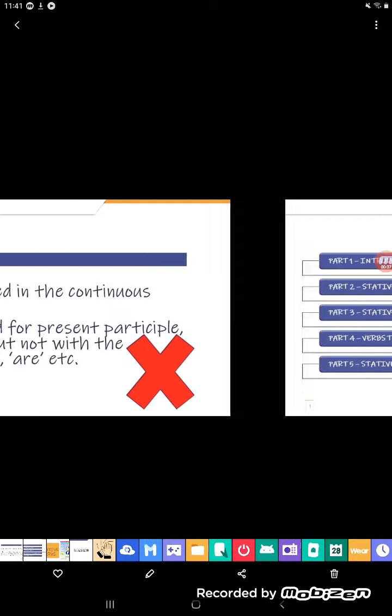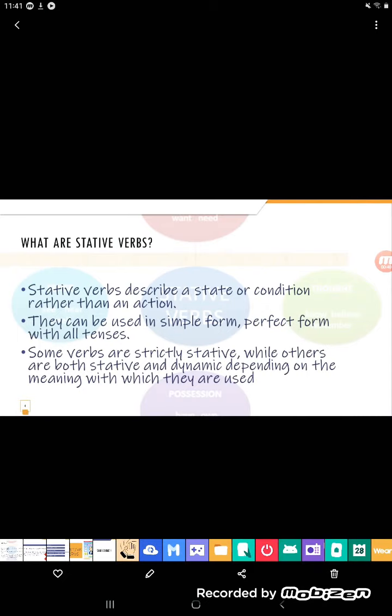Okay, so let's get into this topic and see what stative verbs are. So stative verbs basically describe a state or condition rather than an action. Okay, so we know that there are different kinds of verbs in English grammar. We have regular verbs, irregular verbs based on the form. We have transitive verbs, intransitive verbs based on whether the verb has an object. And in the same way, we have stative verbs and dynamic verbs depending on whether the verb is talking about a state or whether it is talking about a physical action.